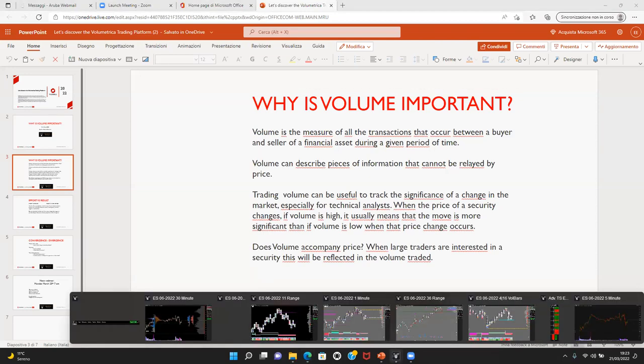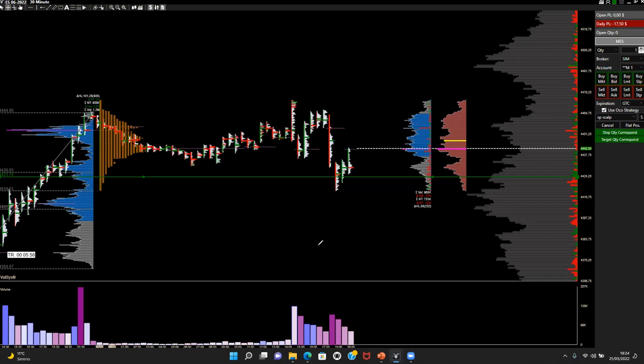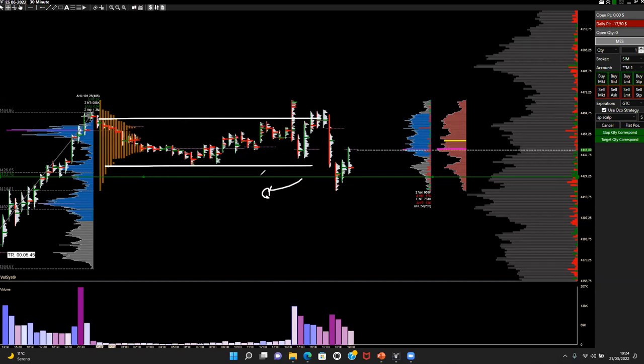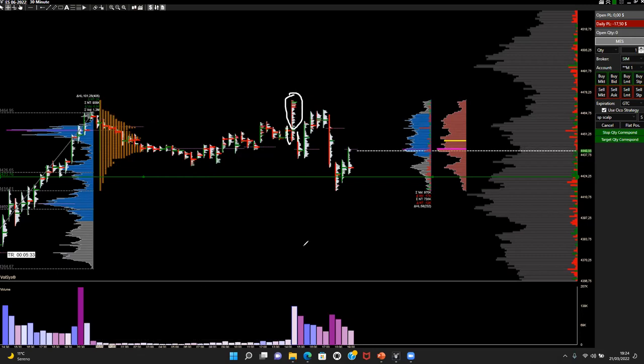So let's make a more detailed example. Here we can see price was basically sideways for the entire day, okay? And before the opening of the US session, we didn't have so much trading volume, of course, because volume was low. After Wall Street has opened, here comes the volume, okay?